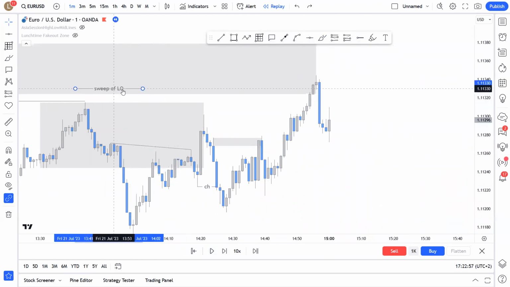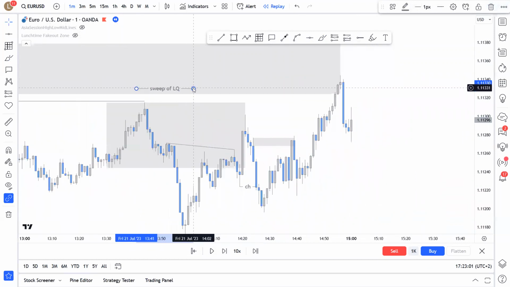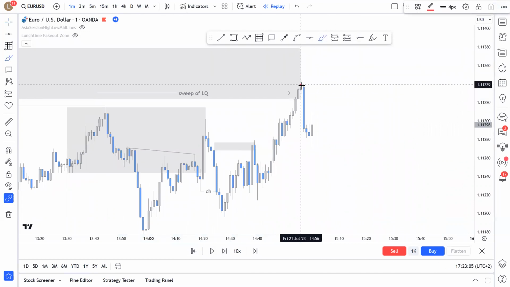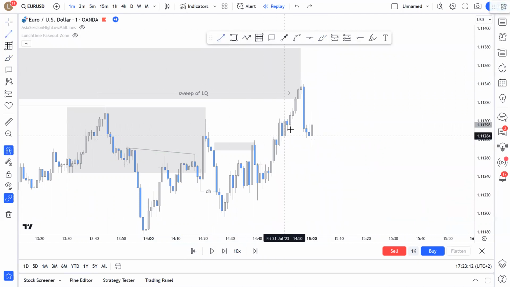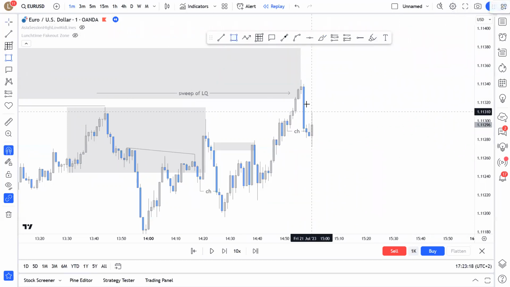This liquidity right here, this double taps, or even triple or quadruple taps, has been swept out, and price mitigated the supply, and there was an intense volume reaction to the downside. But it didn't mitigate the 50% of the supply. But it changed the character here to the downside. So for me, it was an entry opportunity because there were enough criteria for me to enter here.